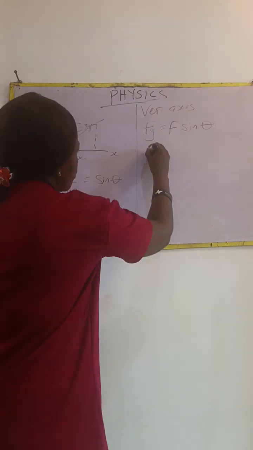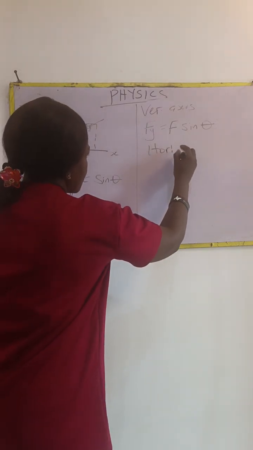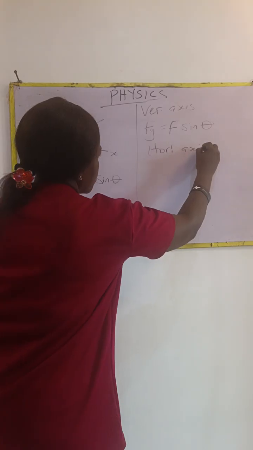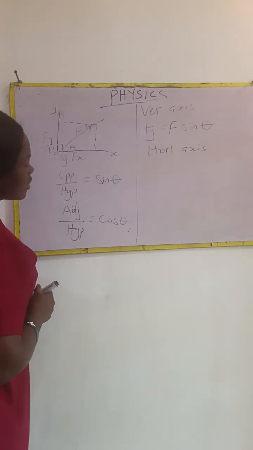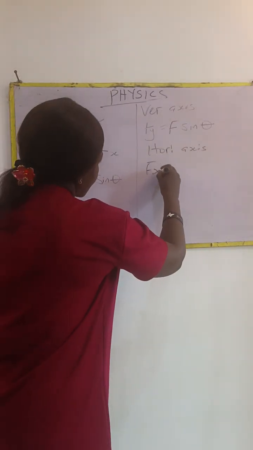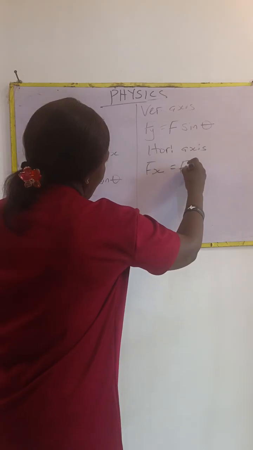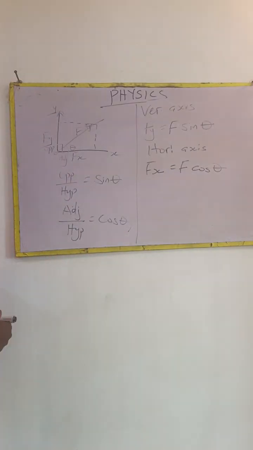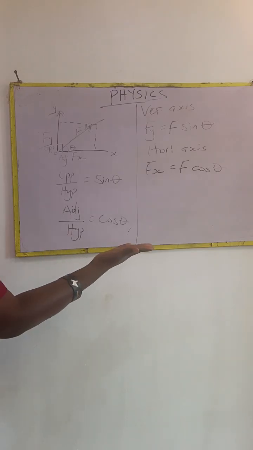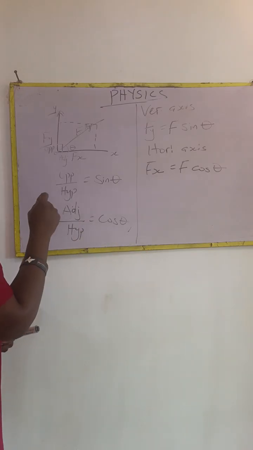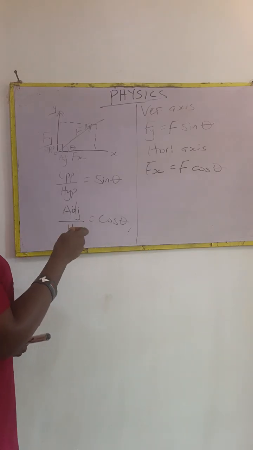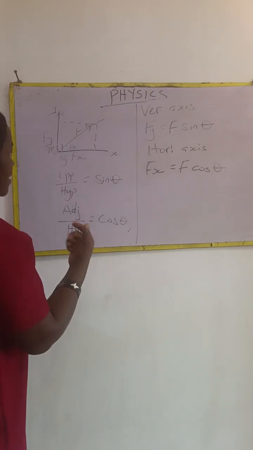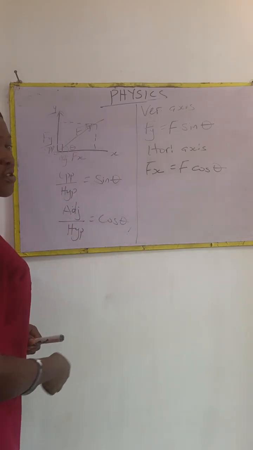Now, in the horizontal axis, F of X will now give me F cos theta. This is how we resolve. If you are trying to resolve a single vector, this is how it goes.